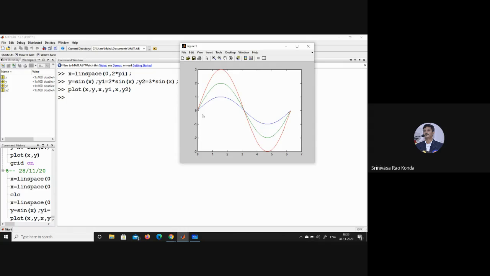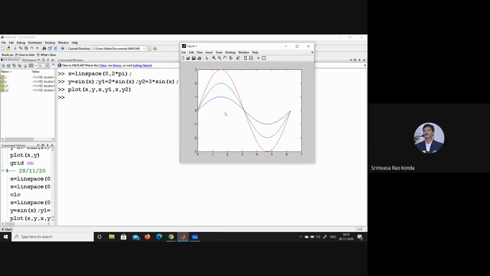Why? Because the minimum value of 3 sin x is minus 3 and the maximum value of 3 sin x is plus 3. So we can easily identify this is the first curve, sin x, 2 sin x, 3 sin x. But suppose you don't know the nature of the curve, it is very difficult to identify the shape of the curve.